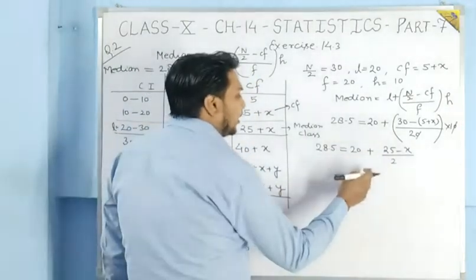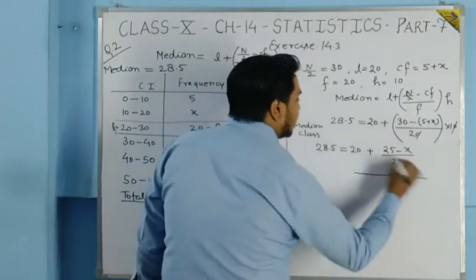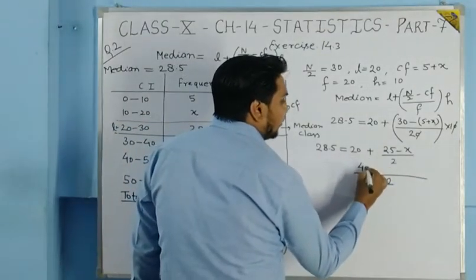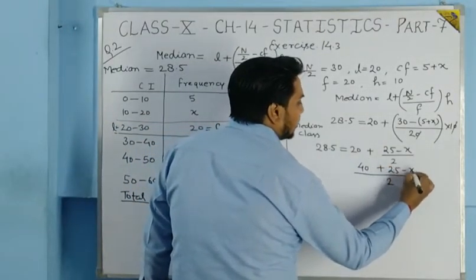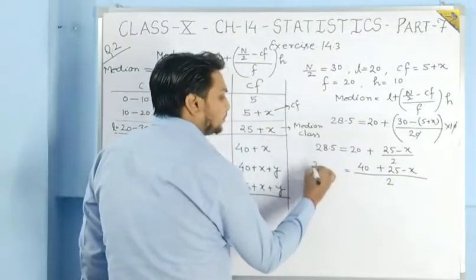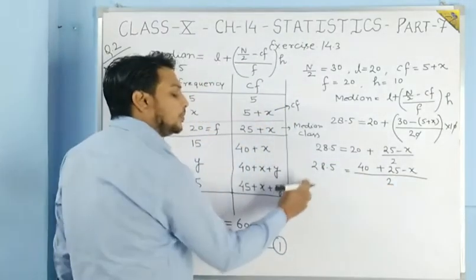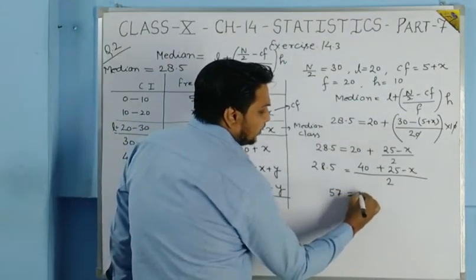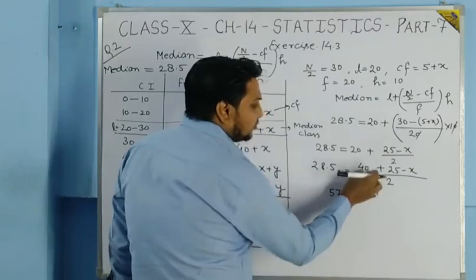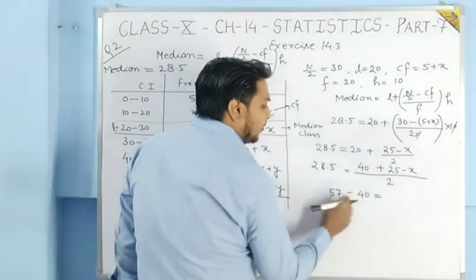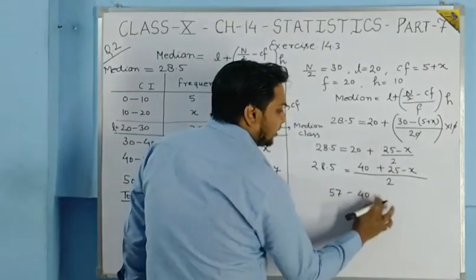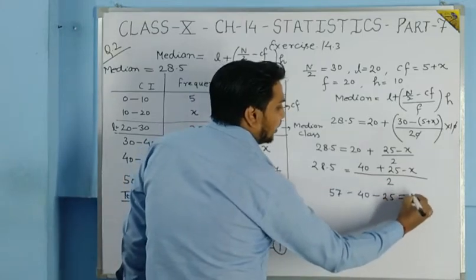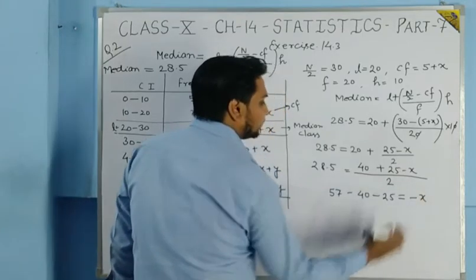Now we have to simplify it, so you can take the LCM of these two. So here it will be 2. Then you can write it like 40 plus 25 minus x, and in the next step this 2 will multiply here. So 28.5 will be 57 is equal to 40, or you can shift this 40 to the left hand side, so it will be 57 minus 40. And shift this 25 also, so that it is positive, and then it will be minus x.